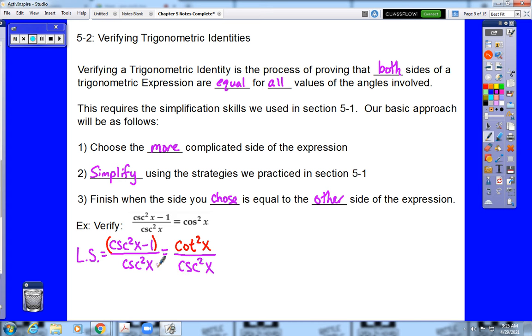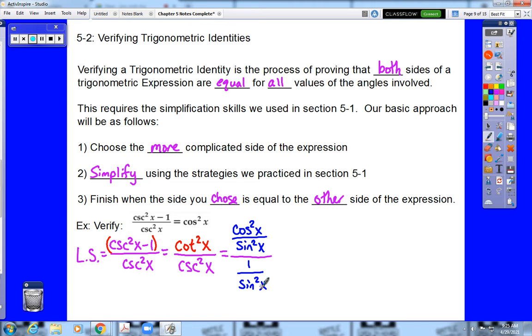Now when we get to this point, there are no more substitutions to be made. There are no more things we can add together or multiply or FOIL. So what we should do is default to our last chance resort, which is to turn everything into sine and cosine. So cotangent squared, cotangent is cosine over sine, so cotangent squared would be cosine squared over sine squared. Cosecant squared, well, cosecant is 1 over sine, so cosecant squared would be 1 over sine squared.